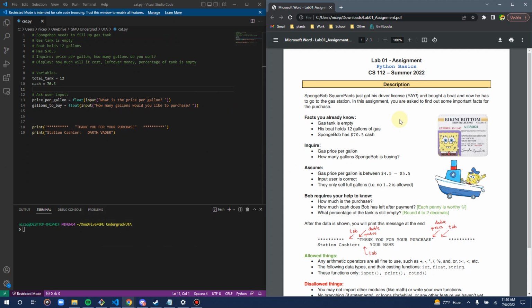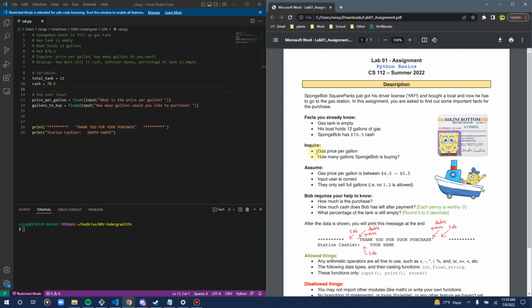The gist of this assignment was that SpongeBob finally got his driving license, and he needs to fill up his boat with some fuel. You can assume that his fuel tank is completely empty. His boat holds exactly 12 gallons, and SpongeBob has $70.50 cash to spend on gas. You can also assume the gas price will be between 450 and 550. You can assume the user input's incorrect, and they only sell full gallons.